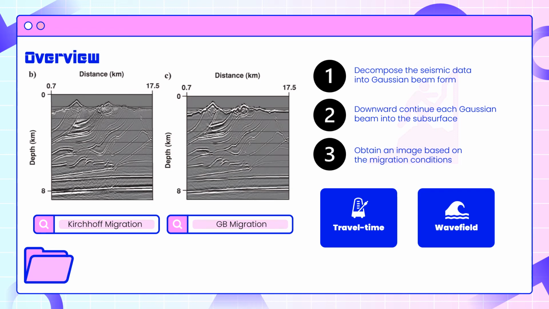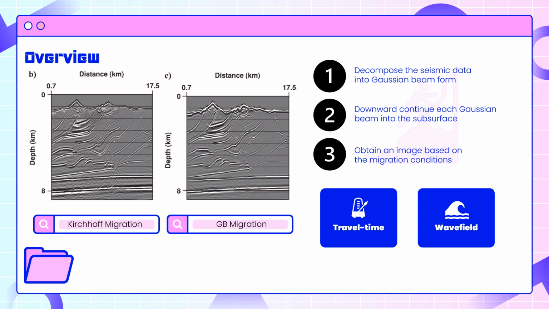First, decompose the seismic data into Gaussian beam form. Second, downward continue each Gaussian beam into the subsurface. And third, obtain an image based on the imaging condition. Gaussian beam migration can be classified into two major development trends: travel time-based and wave field-based schemes.